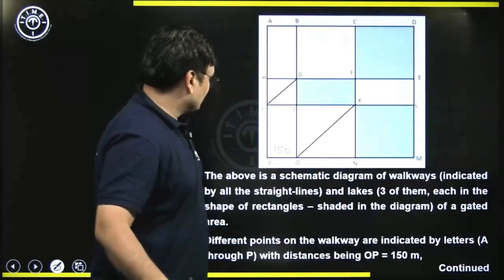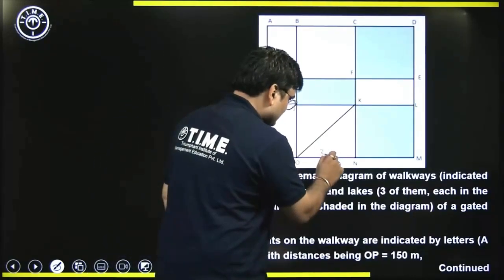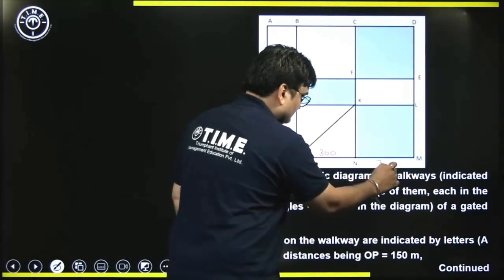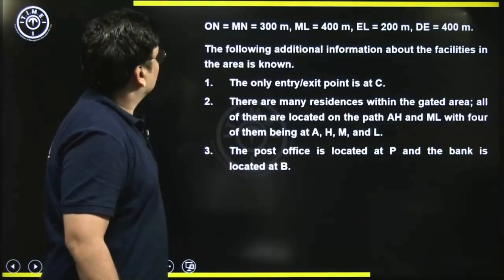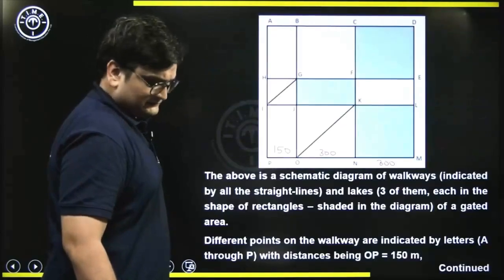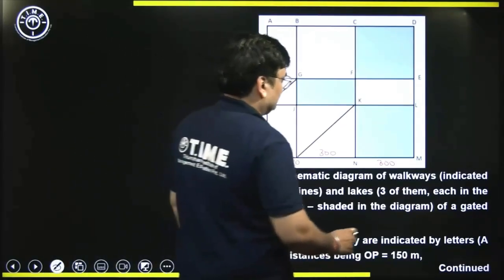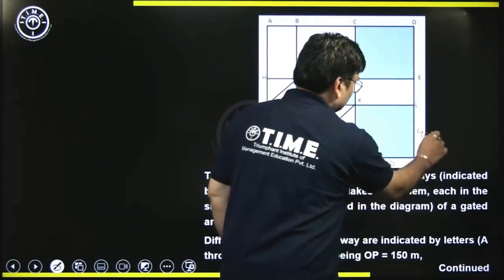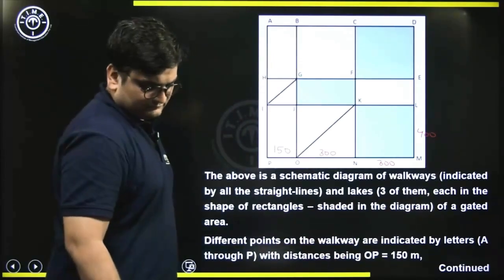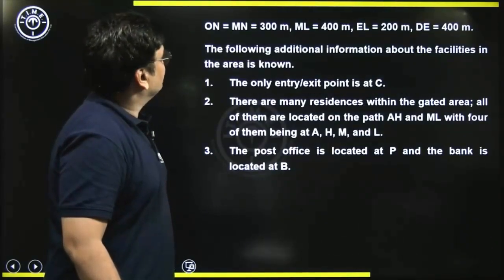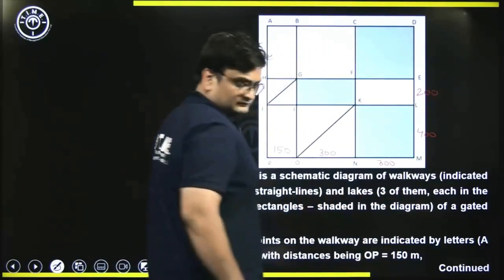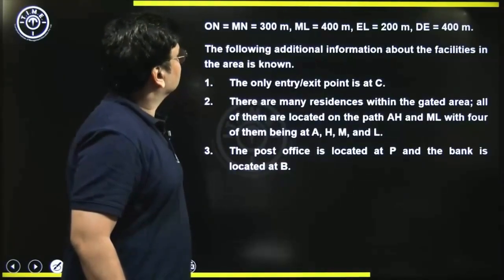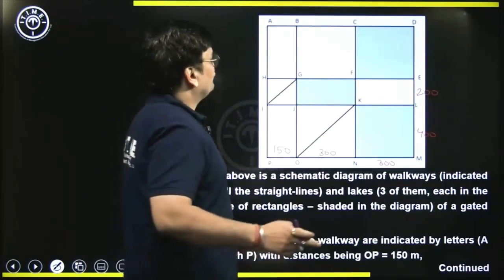ON equal to MN equal to 300. ML is equal to 400. EL is equal to 200. And DE is equal to 400.